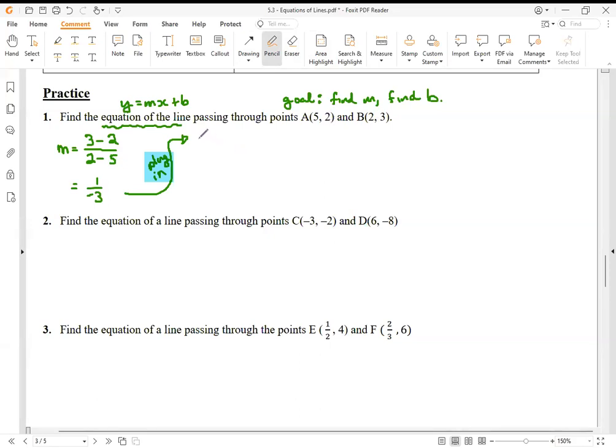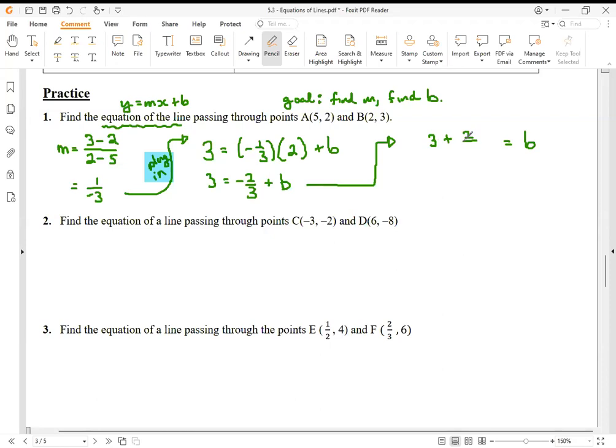2 and 3. So since it's y equals mx plus b, oh, that's going to be annoying. So 3 is equal to negative 2 over 3 plus b. And that means b is going to be equal to 3 plus 2 over 3.